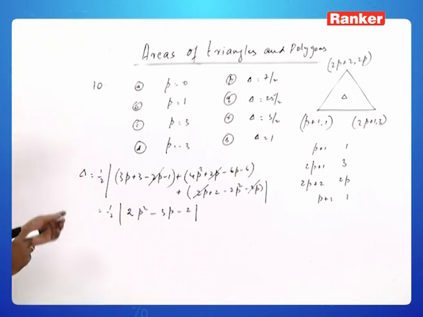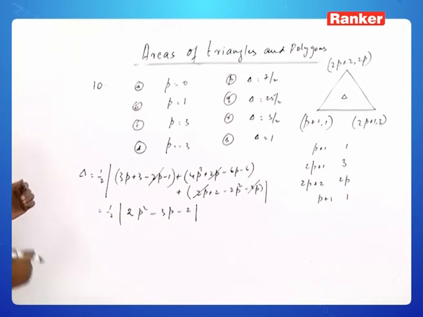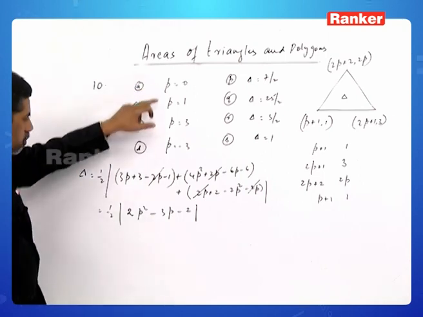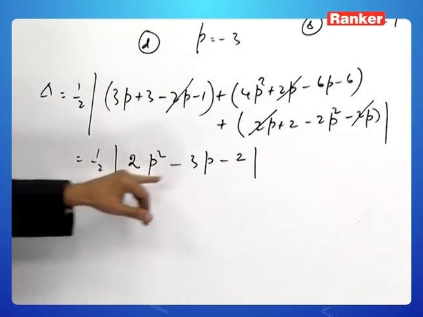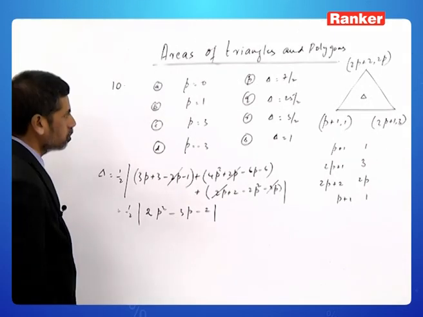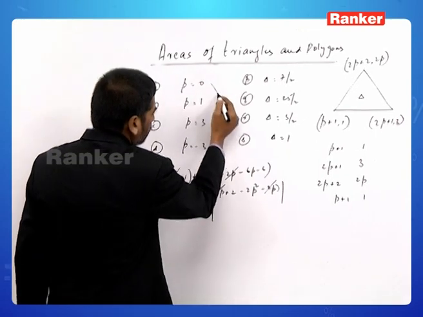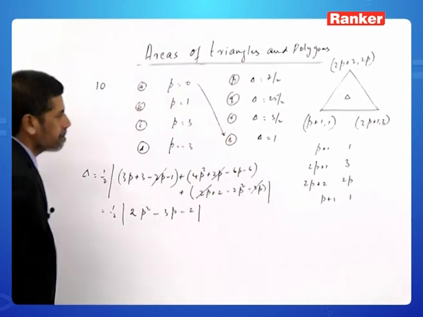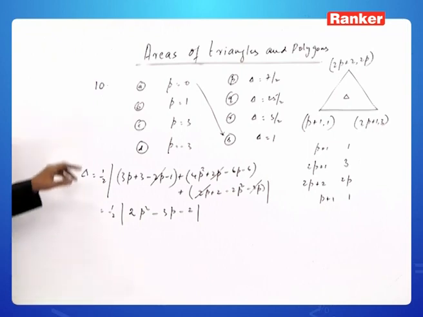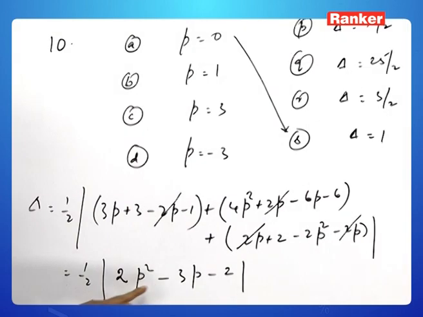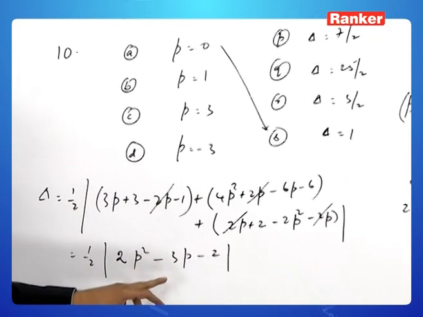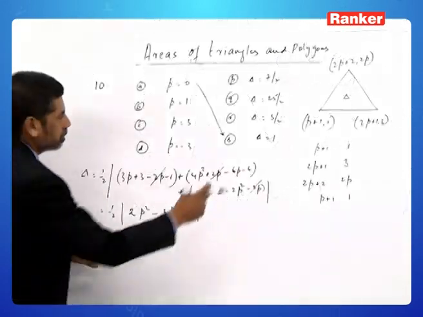So now, let us look at the first option with p is equal to 0. With p 0, these two will go away. Half into mod of minus 2, that is 2 by 2 is equal to 1. So, A is mapped onto S. Right? With p is equal to 1, 2 minus 2 will get cancelled and we'll get 3 by 2. So, 3 by 2 appears.